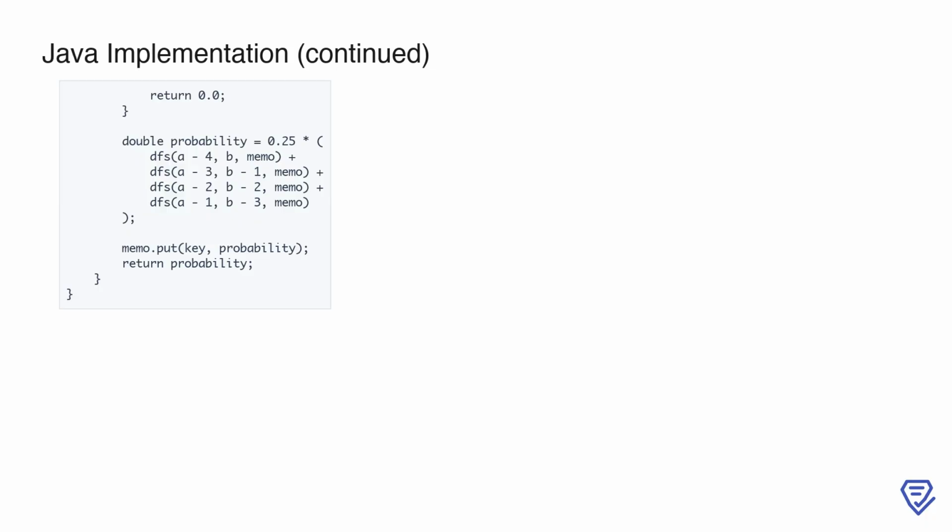After handling these base cases, we calculate the probability for the current state by considering all four possible operations, each with an equal probability of 0.25. For each operation, we recursively call DFS with updated soup quantities, reducing the amounts accordingly. The results are summed up and multiplied by 0.25 to reflect the weighted average. Finally, we store the computed probability for the current state in the memo map and return it, ensuring that future calls for the same state can reuse this result.